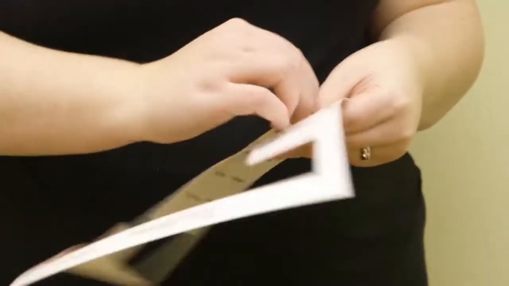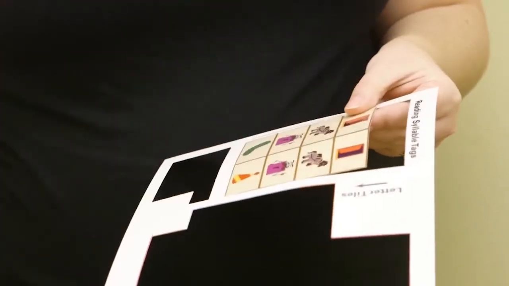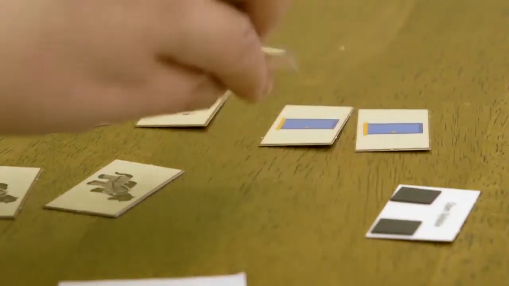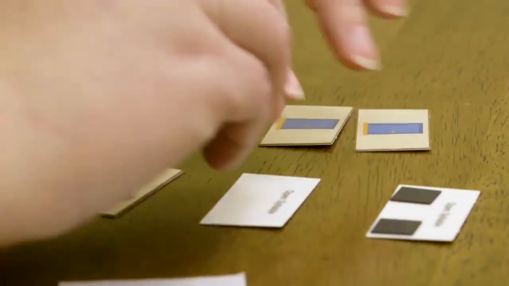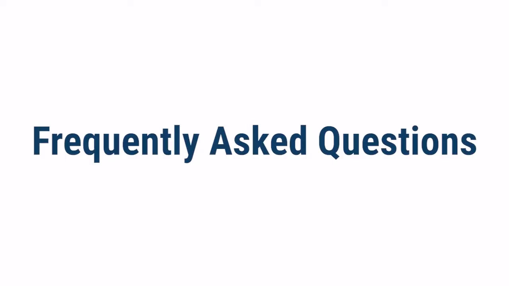The last thing to prep is your syllable tags. Take out the laminated syllable tag sheet and separate the syllable tags on the perforations. Apply the magnets to the back of the syllable tags. Stick 2 magnets on the back of each one. Now store the syllable tags on your magnetic whiteboard for use in future lessons. Here are answers to questions you may have about letter tiles.